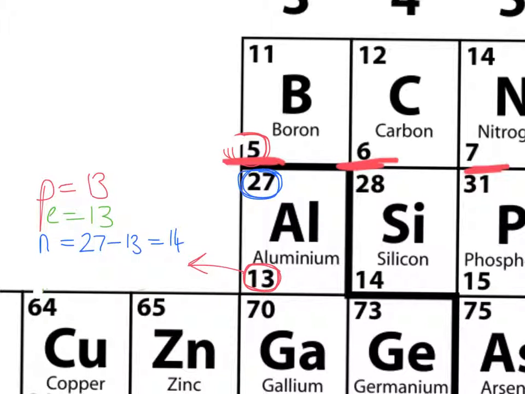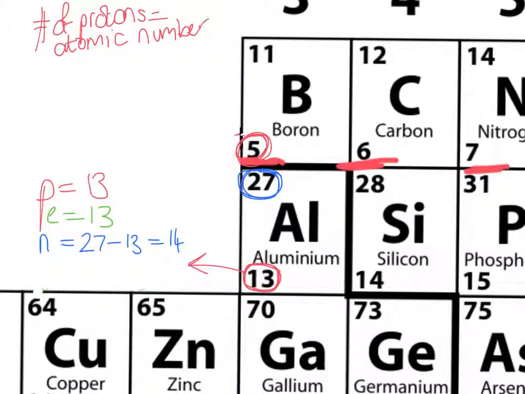So in summary, the number of protons in an atom is equal to the atomic number. The number of protons equals the atomic number. If I want to work out my number of electrons, well, that's equal to the number of protons, which is equal to the atomic number. So the number of electrons is equal to the atomic number also.